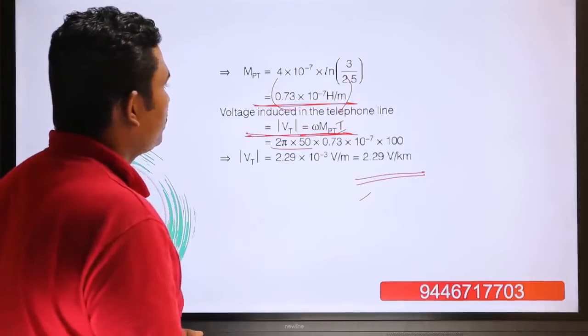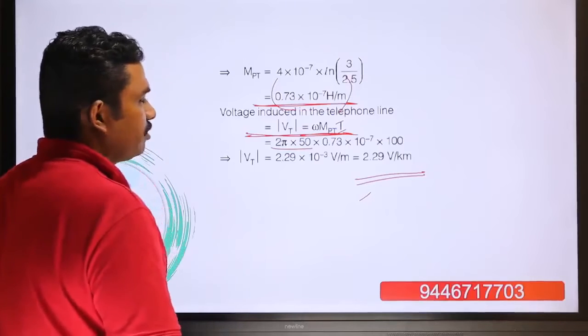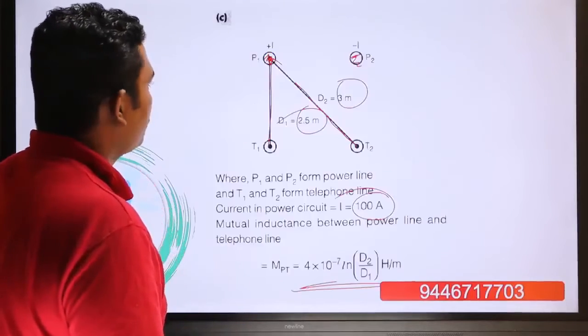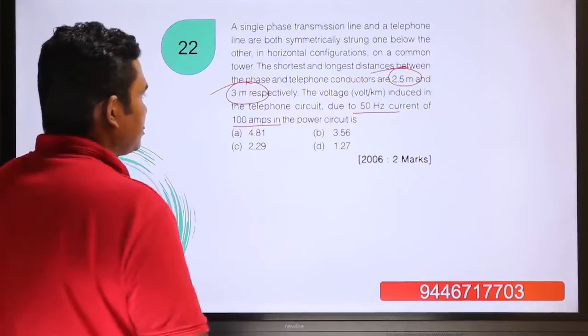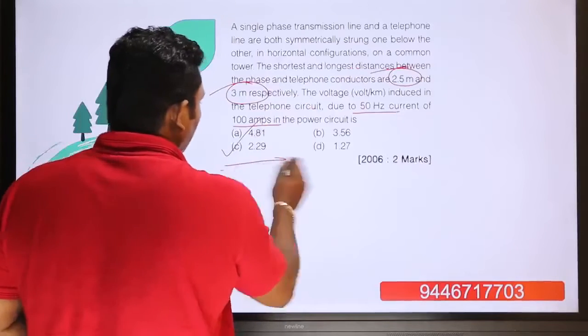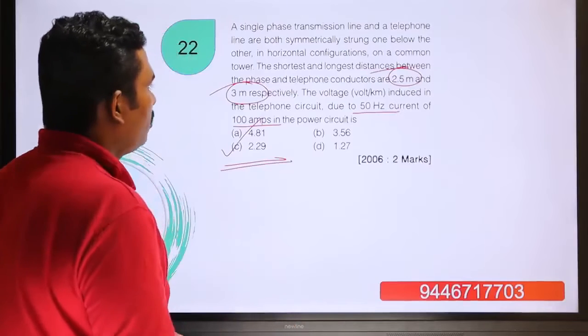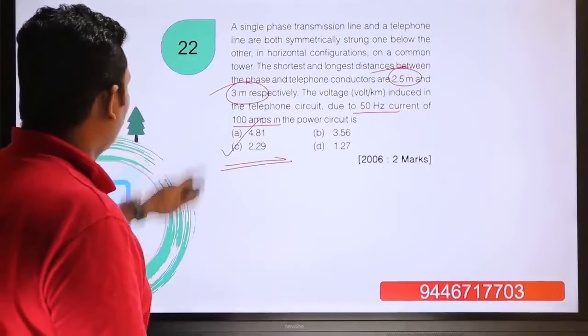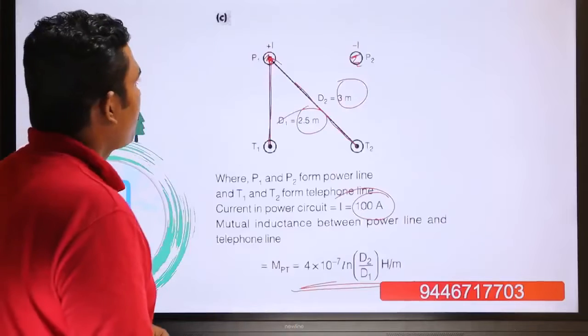So what is the net voltage induced in the telephone line? It is equal to 2.29 volt per kilometer. So what is our answer? Our answer is option C, 2.29 volt per kilometer. So that is about question number 22.